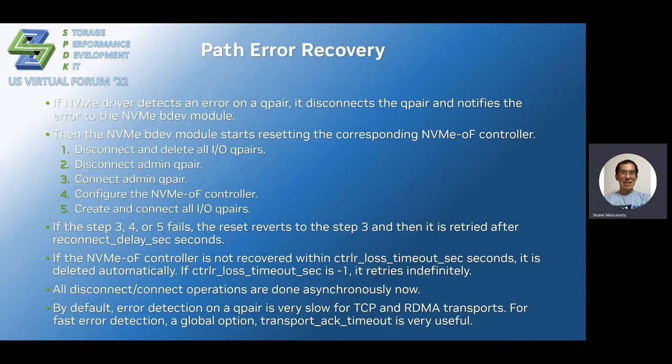Many codes are rewritten and all disconnect and connect operations are done asynchronously now. Hence, CPU is not occupied even if controller is down. The last bullet is tips. By default, error detection on a queue pair is very slow for TCP and RDMA transports. For fast error detection, a global option, transport ACK timeout, is very useful.